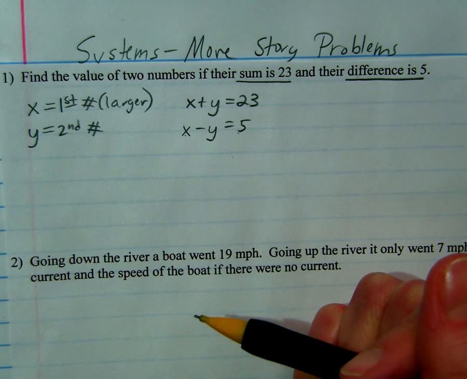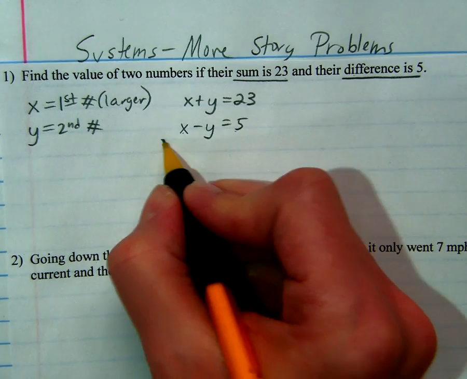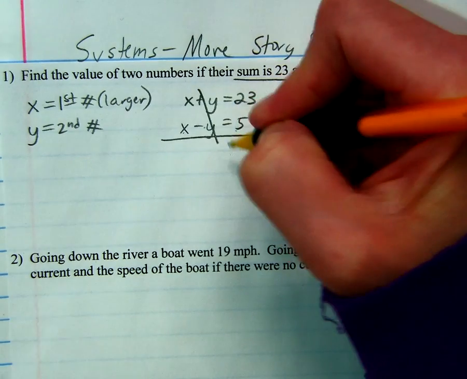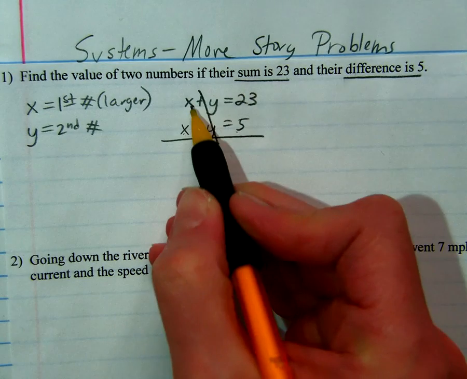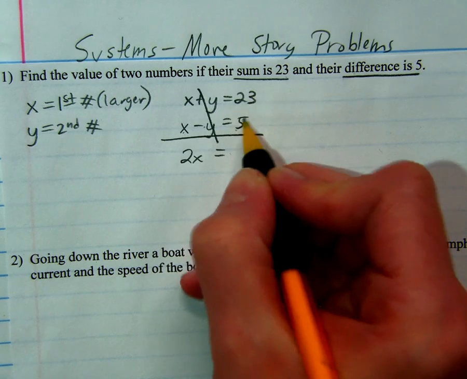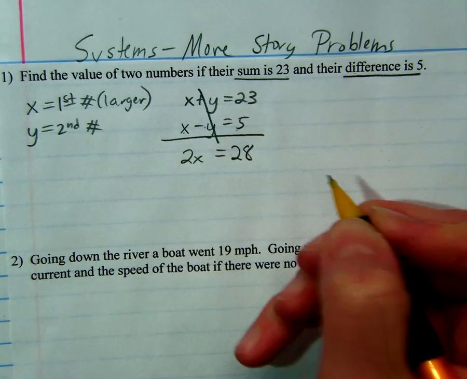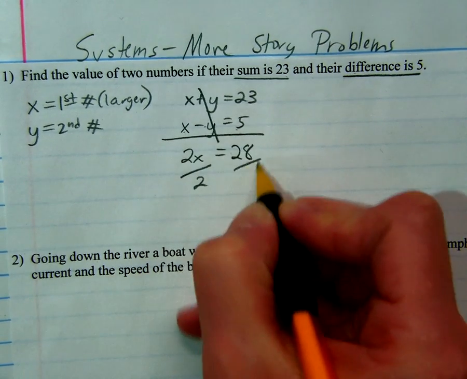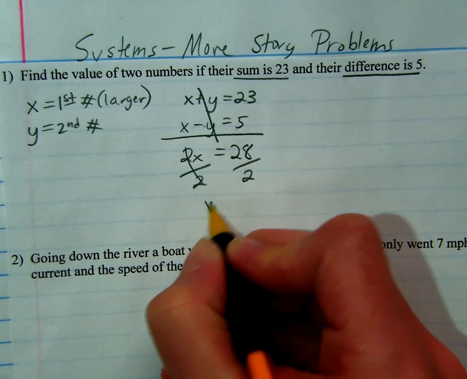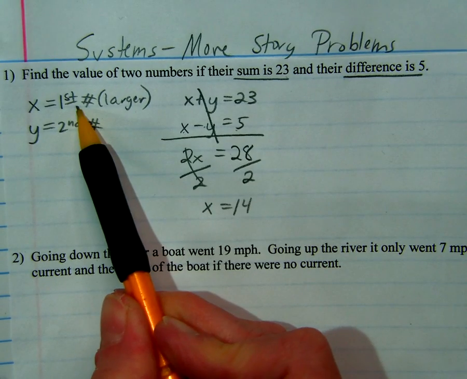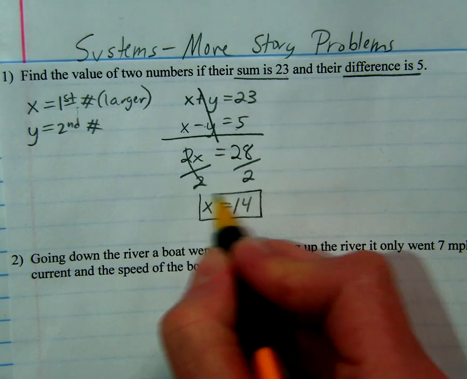All right, so we can solve this using elimination pretty easily because I already have a plus y and a minus y, so we can kill that, get rid of it. We add x plus x, which is 2x, add 23 and 5, we get 28. And then we divide by 2, we get x equals 14. So that's the larger number. So we know that one of our numbers is 14.